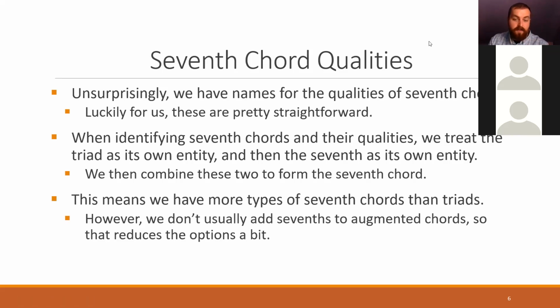So the bad news is that we'll have more types of 7th chords than triads, but we don't usually add 7ths to augmented chords. So this reduces the options a bit. So we have 4 triad qualities. We're going to have 6 7th chord qualities, but we'll go through each of them in tandem here. It's not that bad, actually.